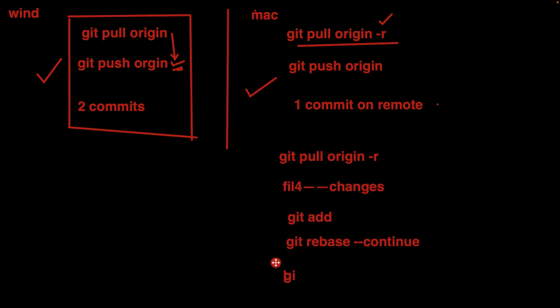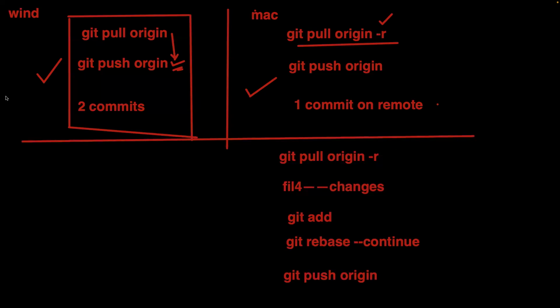Then the push will be successful. After this, git push origin. This is what we did during the conflict. This is the scenario during the conflict.